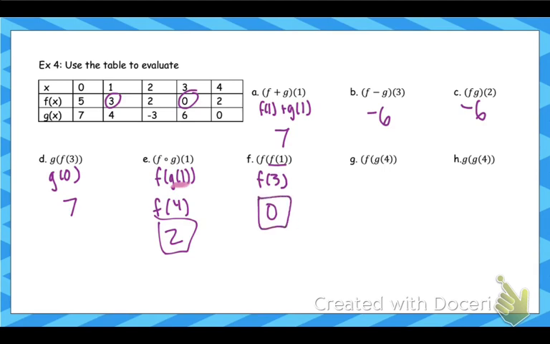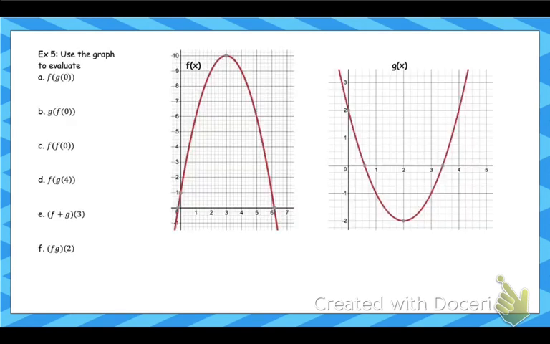Again, if you feel comfortable, guys, pause the video, try these last couple on your own. All right, g of 4 is 0. F of 0 is 5. And then next one, g of 4. So g of 4 is 0. G of 0, when x is 0, g is 7.